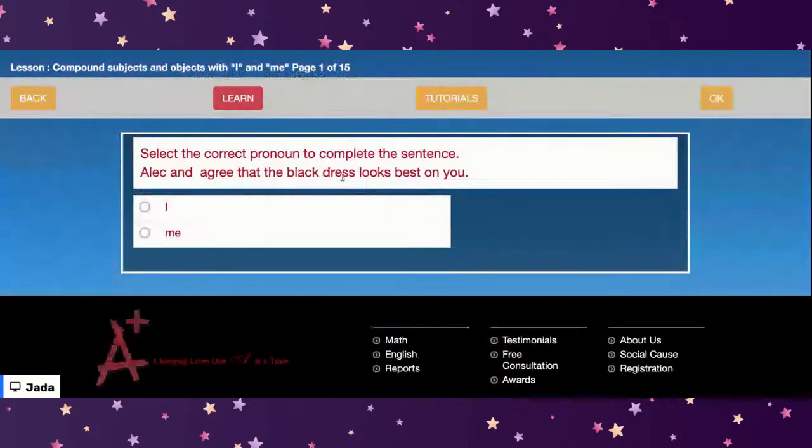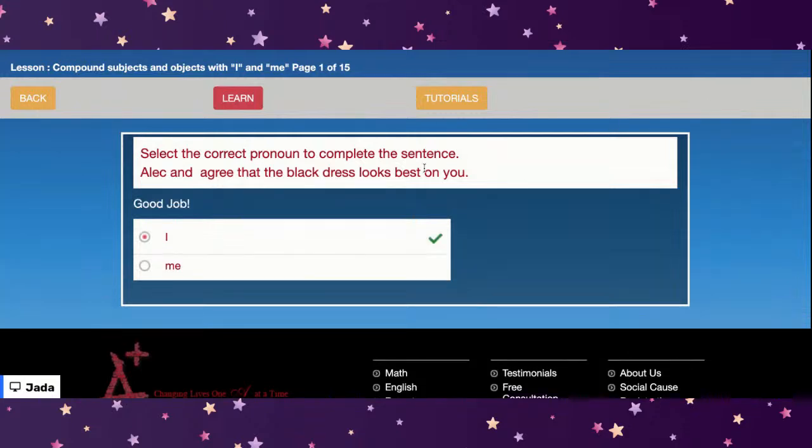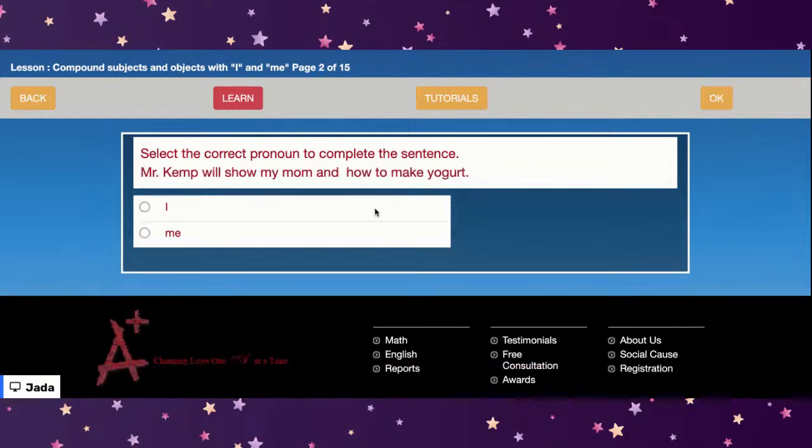Select the correct pronoun to complete the sentence. Alec and I agree that the black dress looks better on me. So is it Alec and I or Alec and me? So what will be the right one? We go with the subject of the sentence, because you're saying also, I agree that the black dress will look good on me.